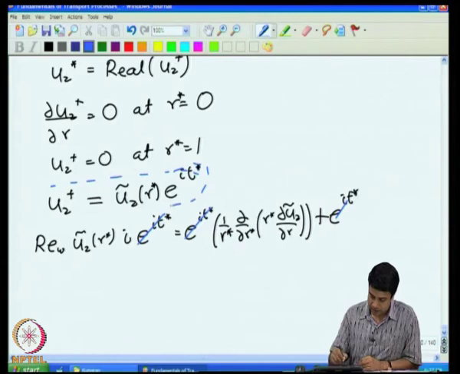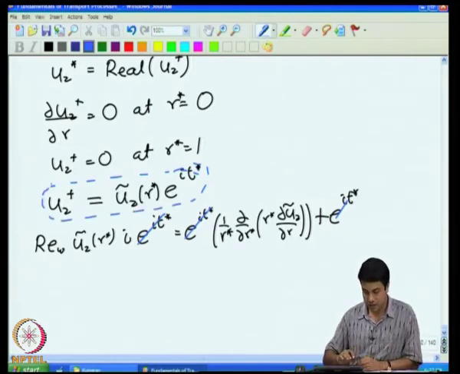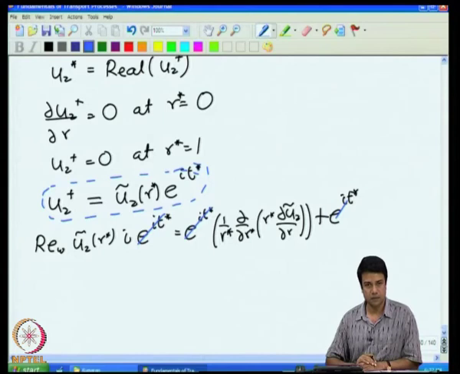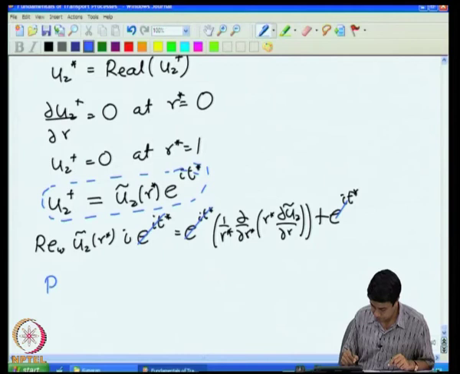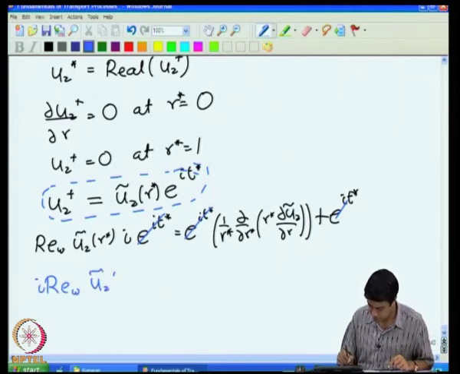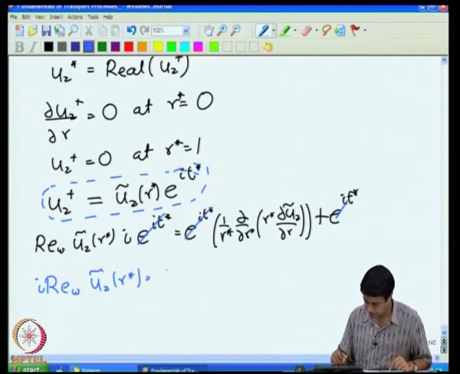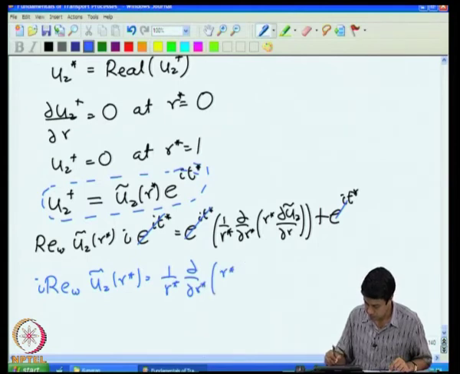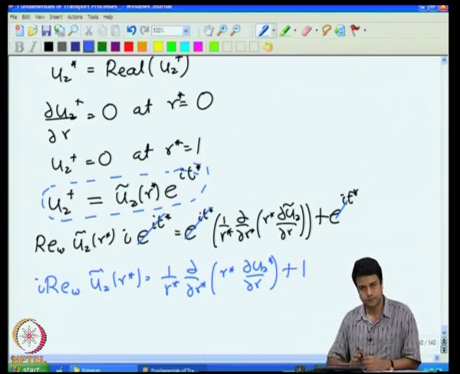Because I knew that if I do the substitution, insert it into the equation, the time derivative will just give me I times e power I t. Once I have done that, there is e power I t on each of those terms, and I can just cancel those out, to get r e omega into I into uz of r is equal to 1 by r d by dr of r duz by dr plus 1. Okay, so, this is the differential equation.